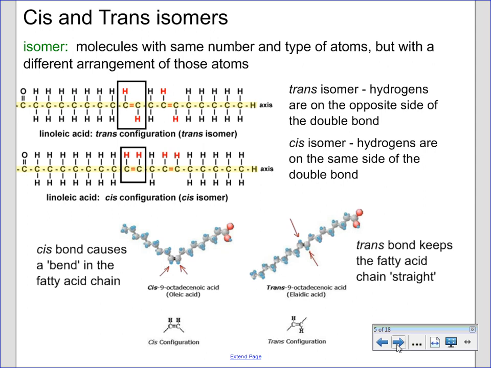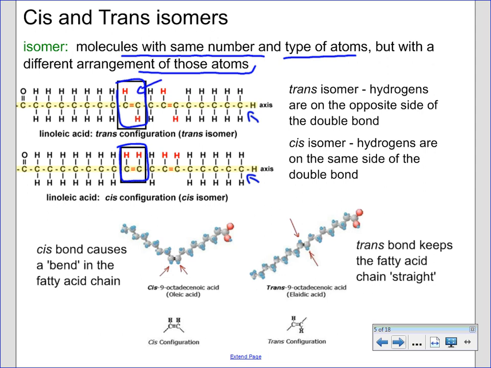And so what are isomers? Well, isomers are molecules with the same number and same type of atoms, but with a different arrangement of those atoms. So if we look at these 2 molecules here, they have the same number of carbon atoms, they have the same number of hydrogen atoms, and oxygen atoms. So if we were to count them up, we would see that there are equal numbers of carbon, hydrogens, and oxygens. The difference between these 2 molecules is the arrangement of those atoms. And in this case, it is the arrangement of those atoms around that double bond.